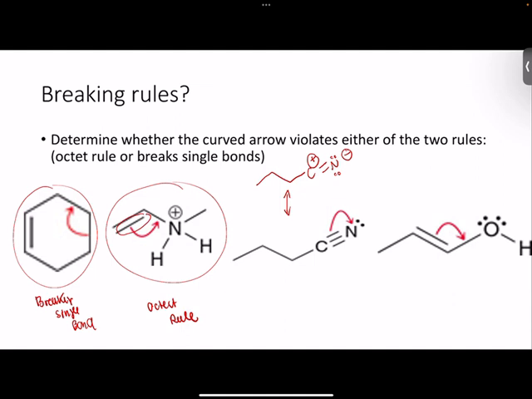We're not really breaking any single bonds, and considering the octet rule, it is possible for the carbon to hold a positive charge, and it is possible for the nitrogen to hold a negative charge. It can do 2 bonds, and it can have 2 lone pairs, so this one's pretty good for now. And then let's see, we can look at this one down here.